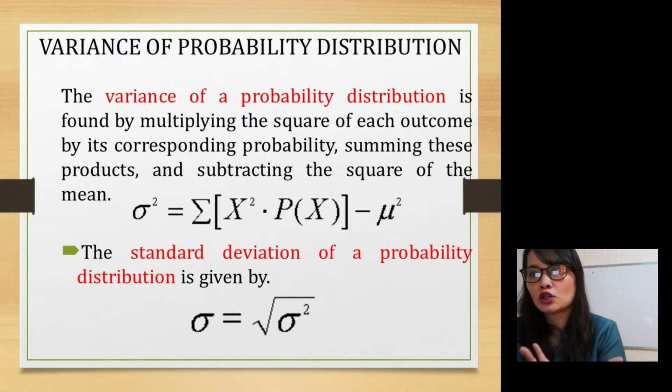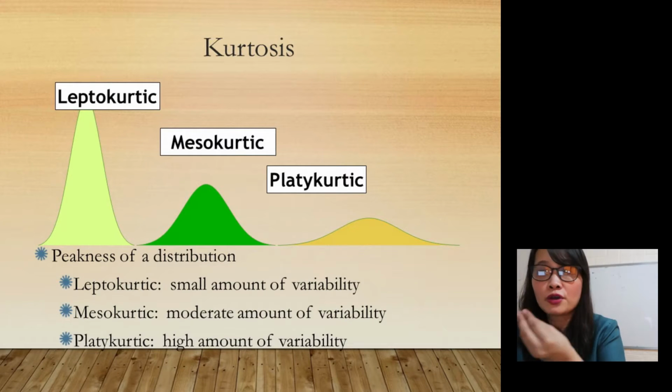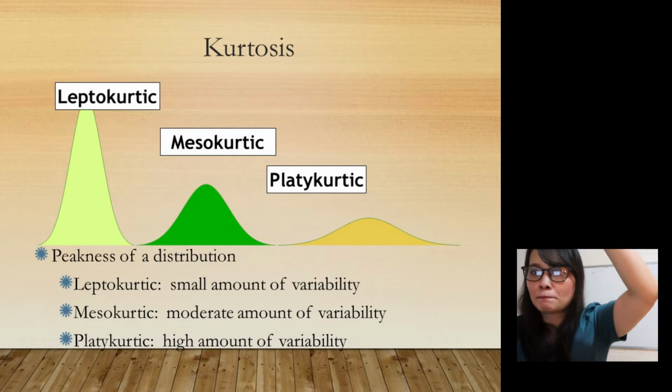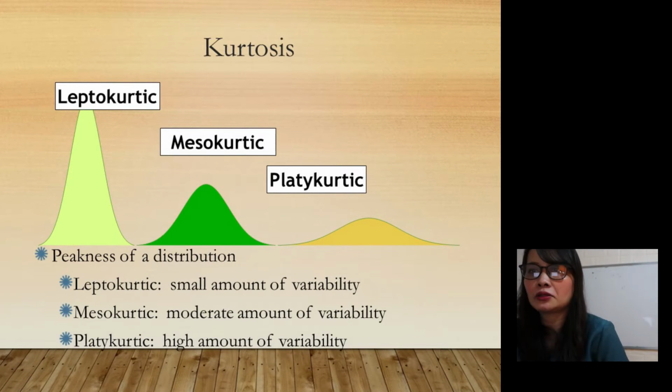So leptokurtic, mesokurtic, platykurtic. When we say kurtosis, you are referring to the thickness of the distribution. If most of the distribution is in the upper part, that's leptokurtic. If the distribution is mostly on the lower part, that is platykurtic. But if it's a normal distribution, we call it mesokurtic. Just to give you additional information.